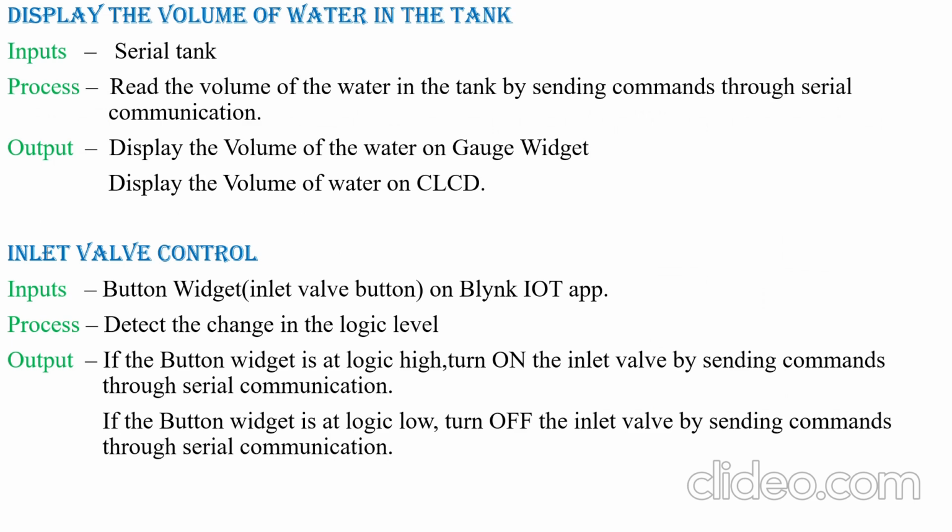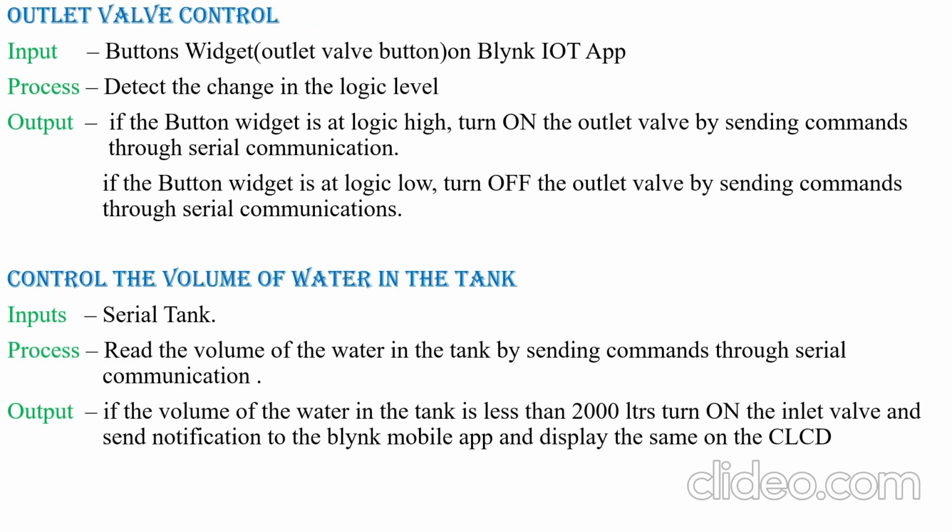Then we have inlet valve control, that is, the input is a button widget, the inlet valve button on the Blynk IoT app. Process: detect the change in the logic level. Output: if the button widget is at logic high, turn on the inlet valve by sending commands through serial communication. If the button widget is at logic low, turn off the inlet valve by sending the serial commands through serial communication.